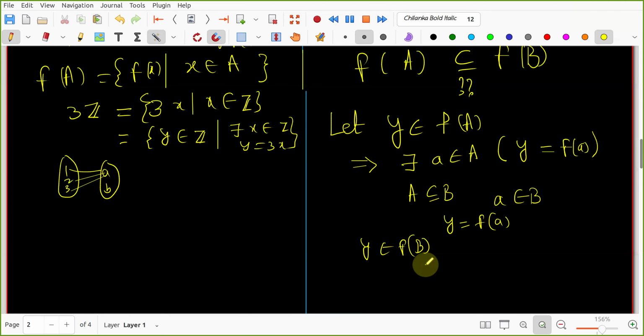Okay, so Kamalpreet, can you repeat? Yes, sir. So to show that f of A is a subset of f of B, we took an element, one y, which belongs to f of A. Then there exists some x belonging to A such that y is equal to f of x. Now since A is a subset of B, x belongs to B also. Then y is equal to f of x, so y belongs to f of B.